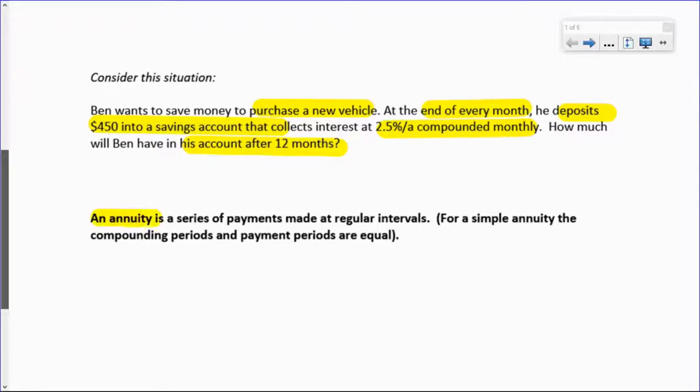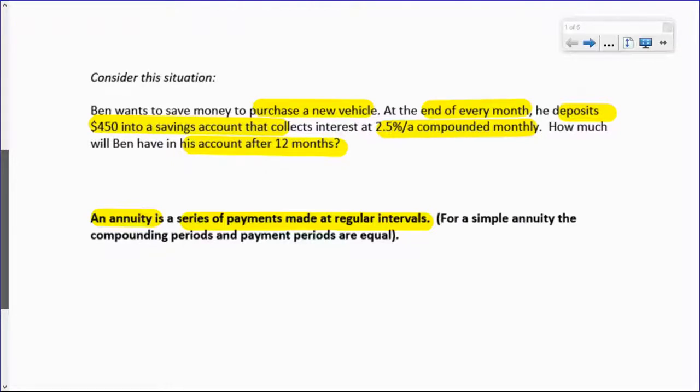So in this course, when we say the word annuity, we just mean a series of payments made at regular intervals. That could be, like this example, Ben putting $450 into a savings account 12 different times over a period of 12 months. It might also apply to a loan as well. A loan is an example of an annuity. When you buy a car and borrow the money and you pay back the loan every month or every week, that's another example of an annuity.